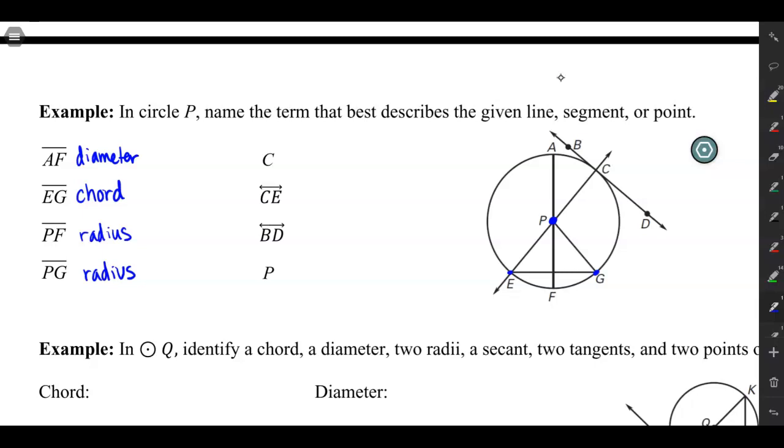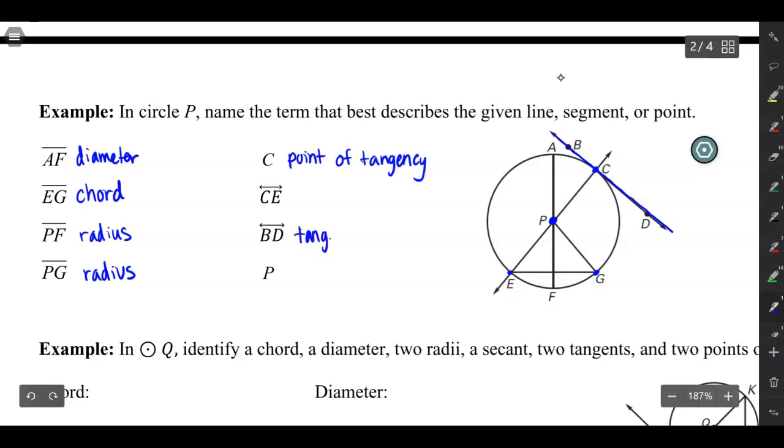Let's look at point C. So point C is a point of tangency, which means that at point C, there's a tangent line that hits the circle at one point. And let's actually look at that tangent line. So that tangent line is this line that contains point C. So it's line BD. So let's actually name that right now. This line BD would be tangent to the circle.